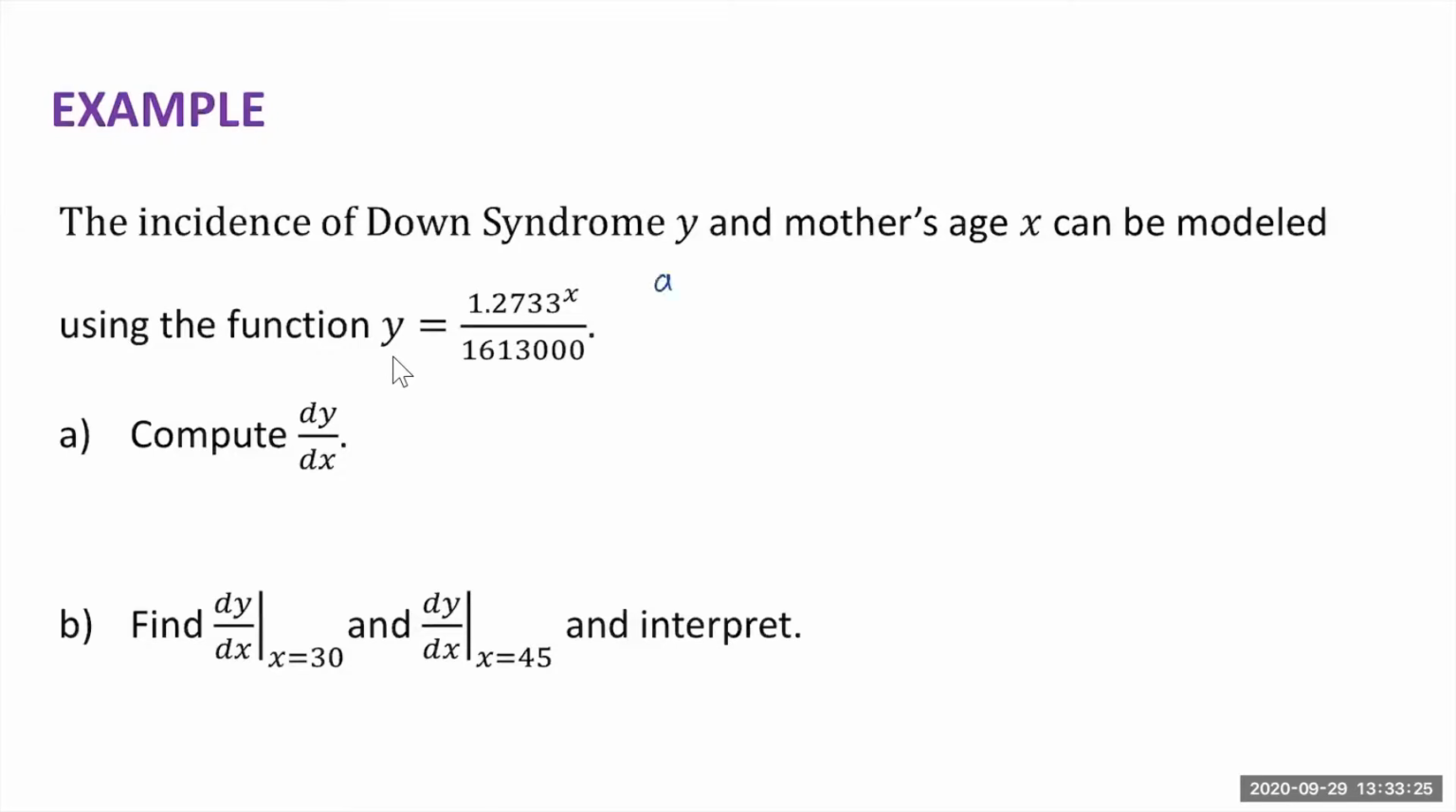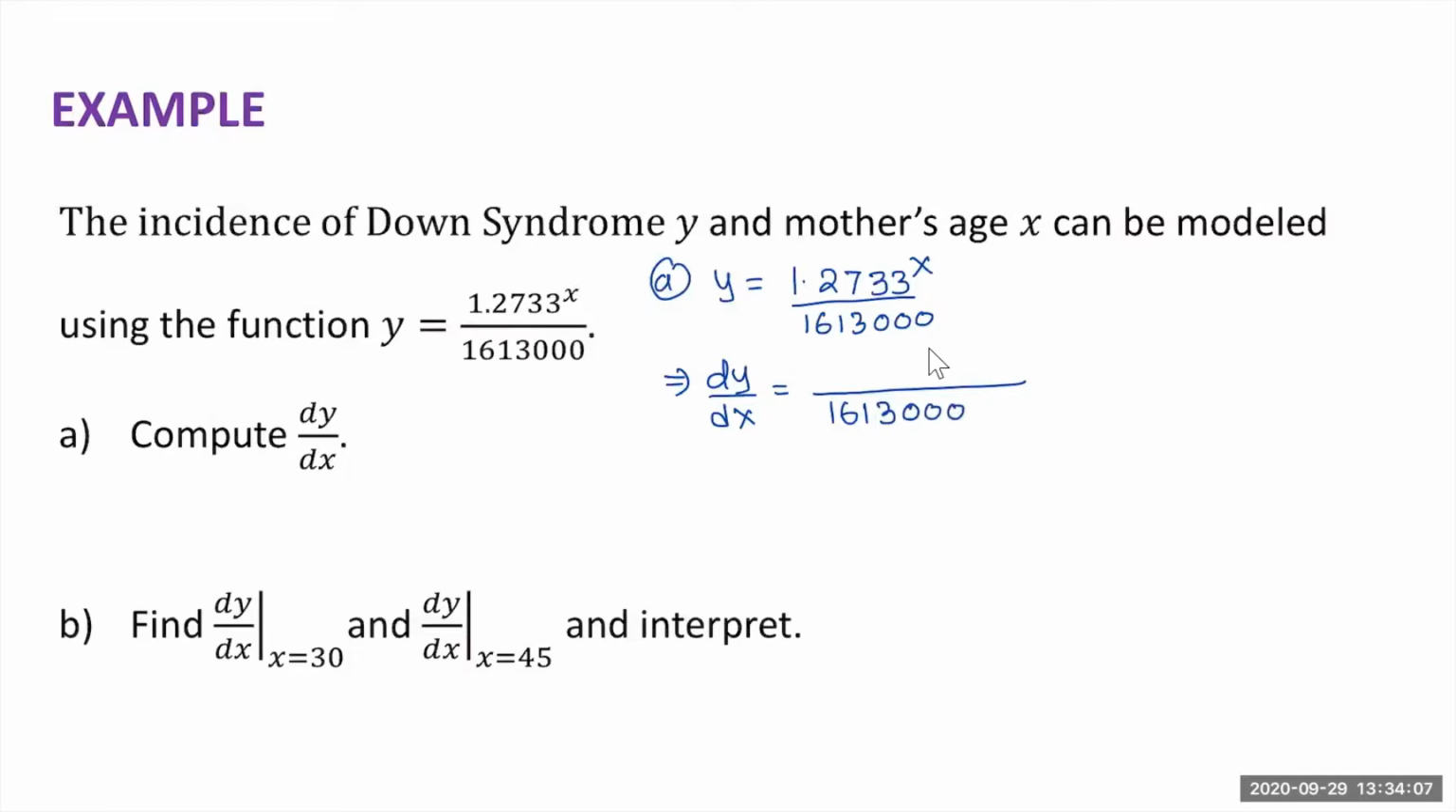So for part A, our function is y equal to, you have a constant in the denominator, you don't have to worry about that. There is the exponential function in the numerator, which is 1.2733 raised to x, divided by 1613000. So that is just the constant. You can keep that in the denominator while finding the derivative. So the derivative dy over dx equals, that constant 1613000 will remain as it is.